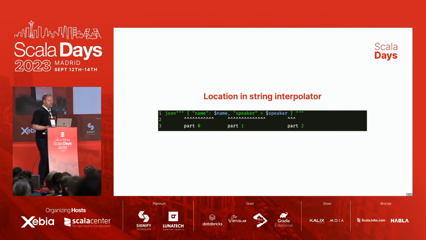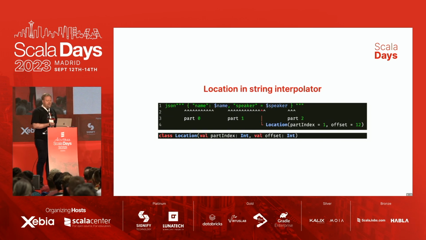So to report errors in a macro, first we need to figure out where we are going to report this error. And we know that the string context had these three parts that are strings. So we have this part 0 with part 1 and part 2. So we can name our error location as the index of the string in the string context, and then some offset within that particular string in the parts of the string context. In this case, it's part 1 and offset at 12 characters.